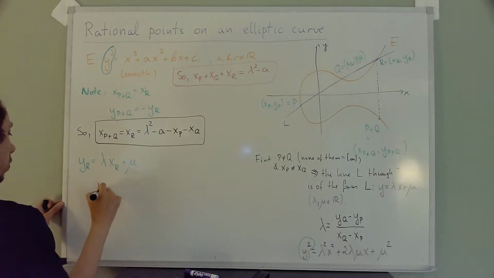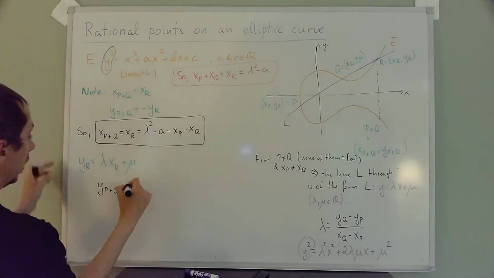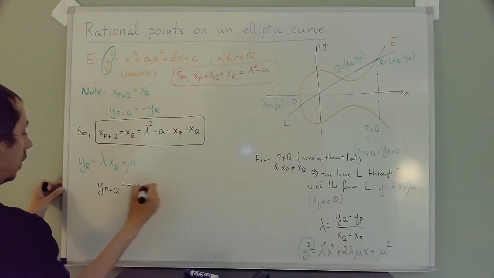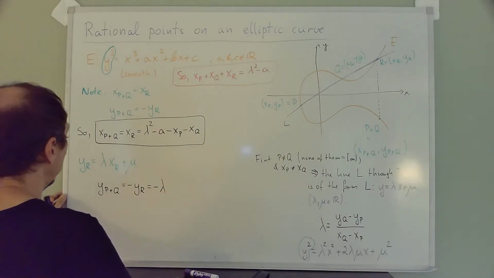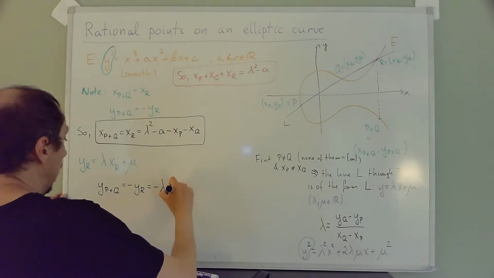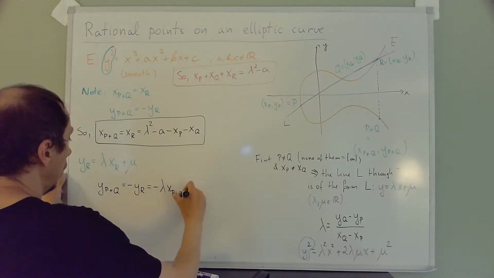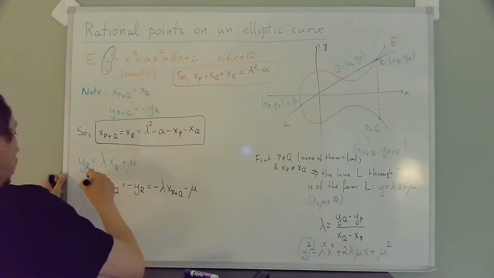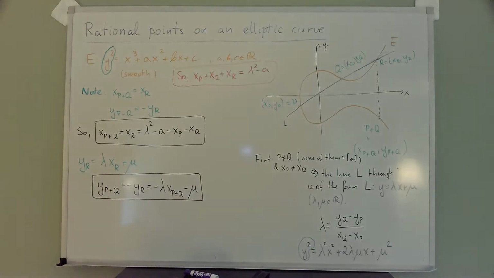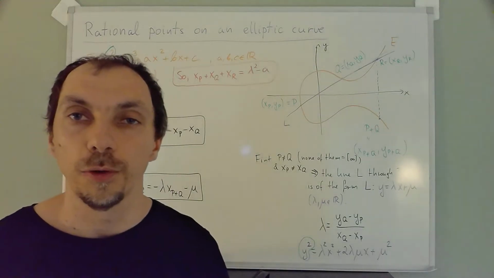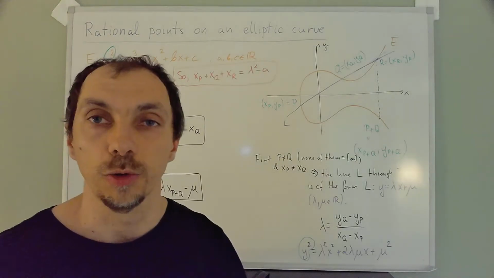So yp plus q is equal to negative yr. So it's equal to negative of that. Negative lambda xr, which is the same as xp plus q, minus mu. Okay, so that's the formula for the y coordinate of the sum.